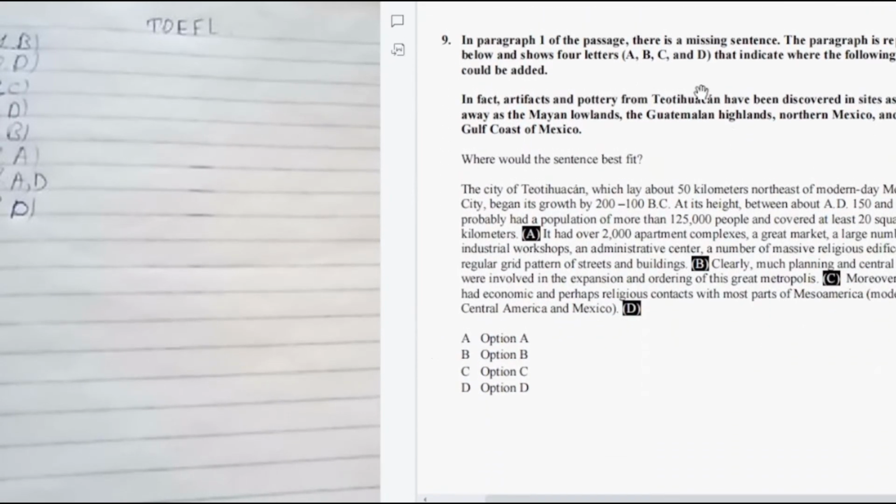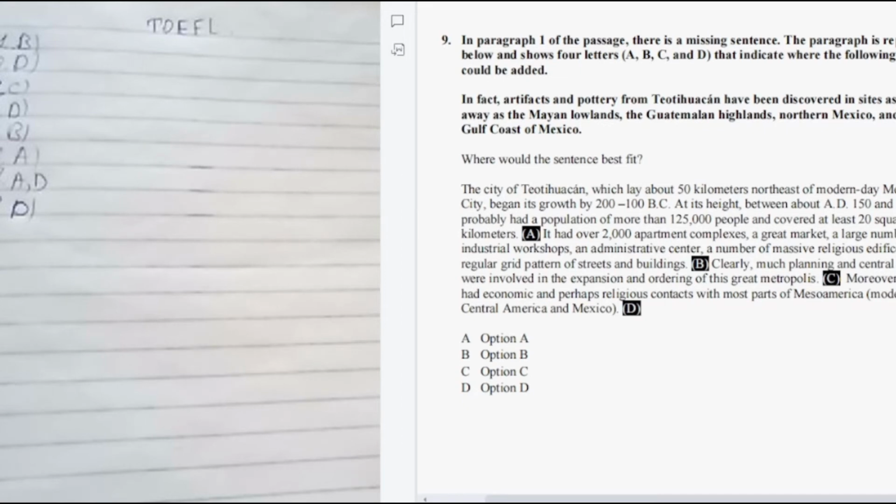Then we have the next question. In paragraph 1 of the passage, there is a missing sentence. The paragraph is repeated below and shows four letters. In fact, artifacts and pottery from the city have been discovered in sites as far away as the Mayan lowlands and Guatemalan highlands, northern Mexico, and the Gulf Coast of Mexico. Where would the sentence best fit? Yeah, in fact, no, A isn't true.